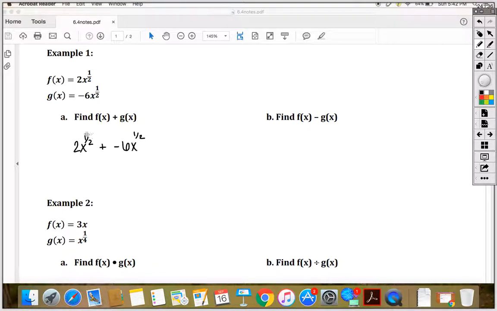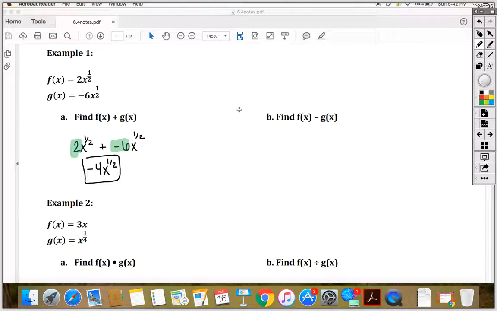They both have an x to the 1/2 power, which means they are like terms. So when I combine, I'm just doing positive 2 plus negative 6, which is negative 4. And I just leave my x to the 1/2 power attached to it. I'm just combining them together. I don't add my powers. Remember, you only add your powers if you're multiplying terms. So I'm not doing anything with my exponents. I'm just combining these together.